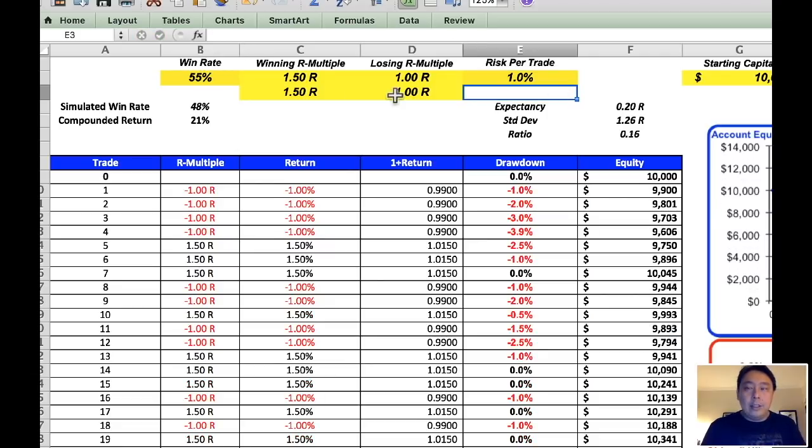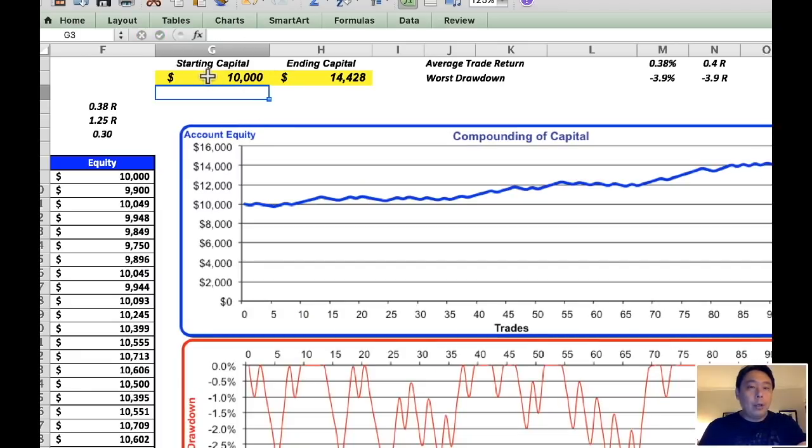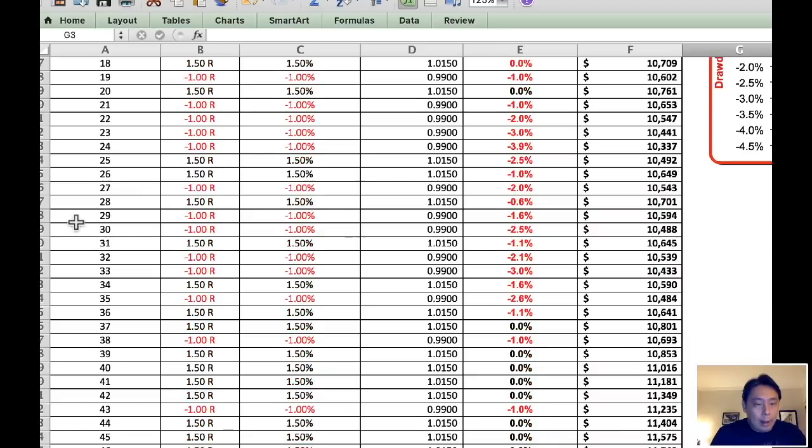So once you key in these variables, you can then put in your starting capital. So again, imagine it's 10 grand and enter. And based on those variables, you can expect to see your 10 grand go to $14,000, okay, over 100 trades.